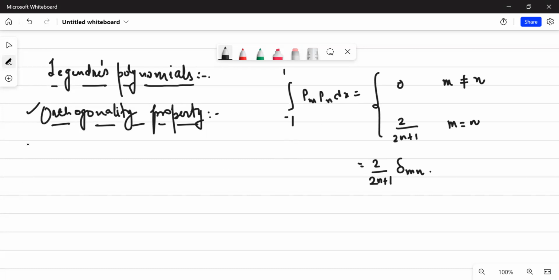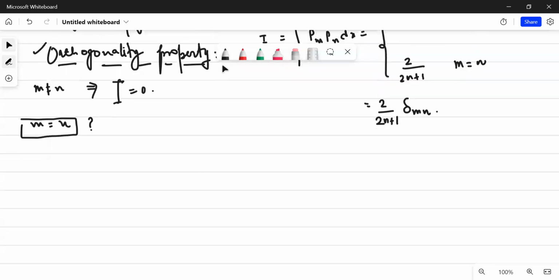For the case m not equal to n, we have already derived that this integral, which I will call I, is equal to 0. And today we are going to see what happens if m equals n. So let us resort to our Rodrigues formula.